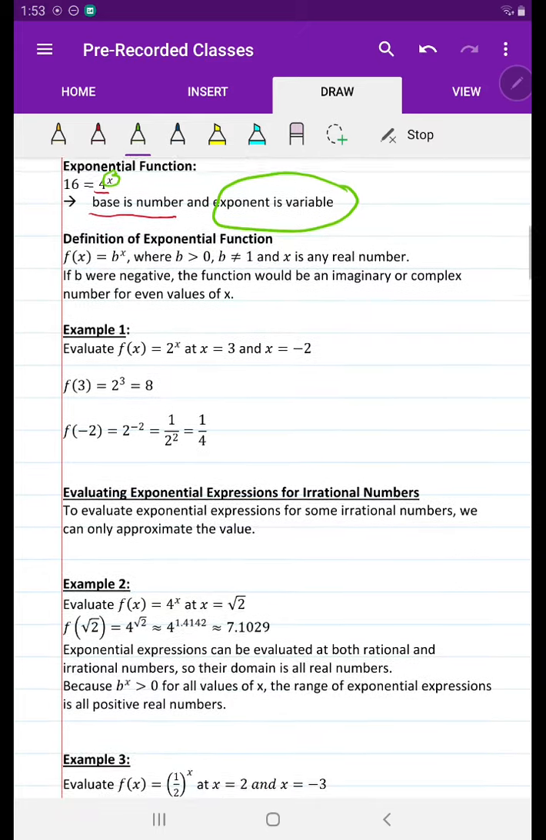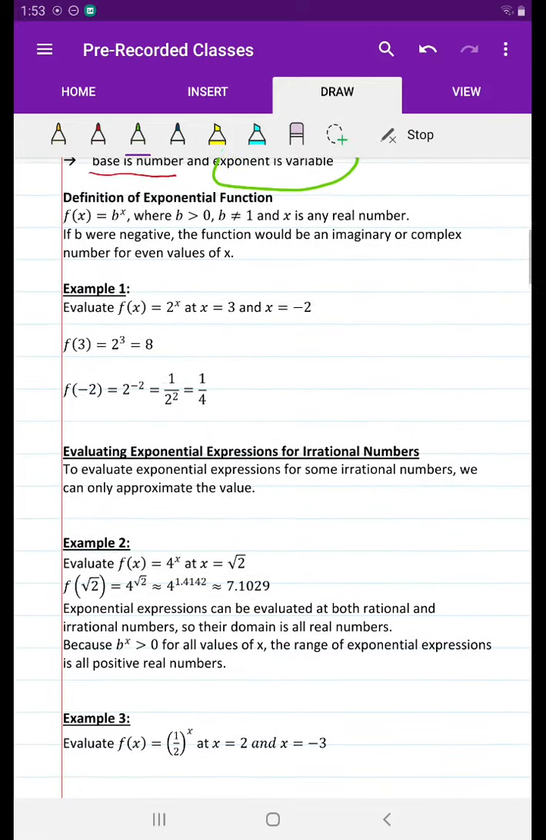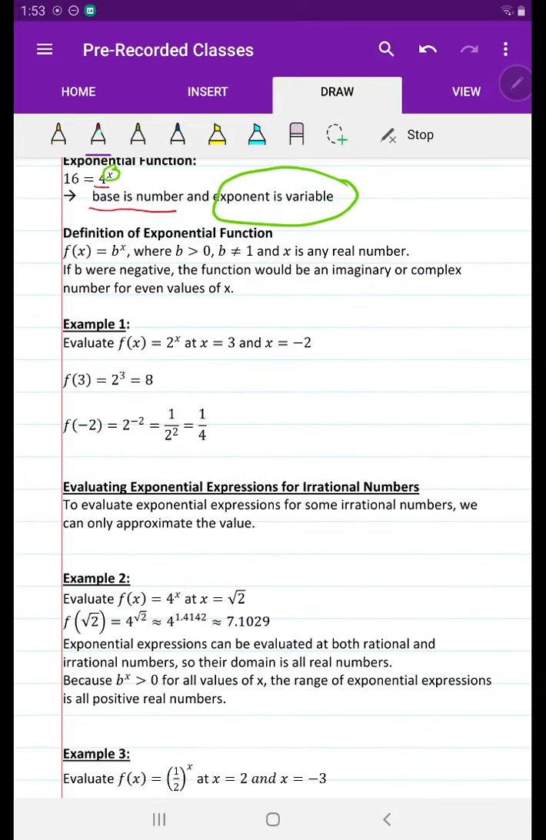So a quick definition of this: exponential functions look like f of x equals b to the x, where b is some number that's greater than 0. So it has to be positive, and it's not 1. And that's what we have in this example I gave you right here. Your base is 4, so 16 is 4 to the x. If b is negative, the function ends up being an imaginary or complex number for even values of x. So that's why we say our base cannot be negative.